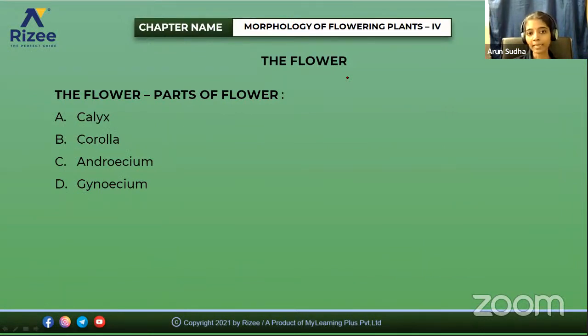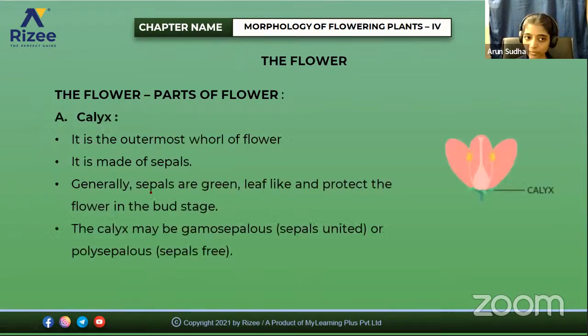So we'll see in detail about the parts of the flower, that is, the different whorls: calyx, corolla, androecium, and gynoecium. Today we'll see about calyx and corolla. So what is a calyx? It is the outermost whorl of the flower, and it is made of sepals.